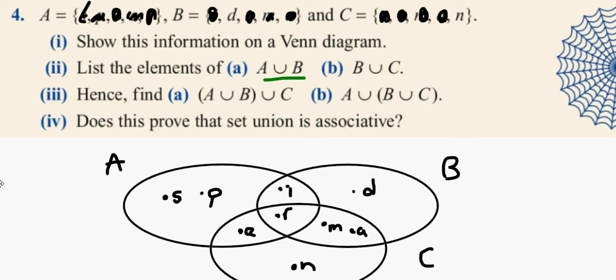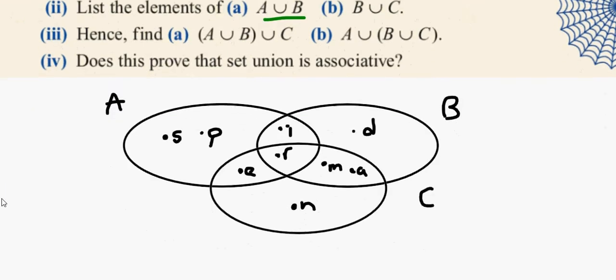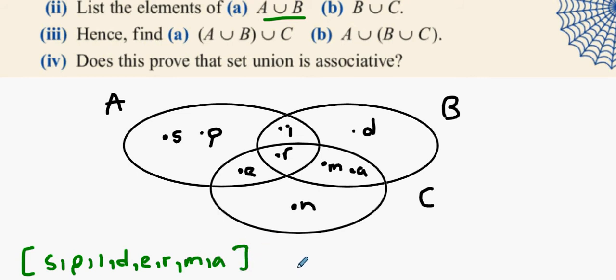Come on, guys. Is it Spider-Man? Okay, grand. Spider-Man. Okay, so, Spider-Man. I like it. That's A union B, okay? Now, what's B union C?